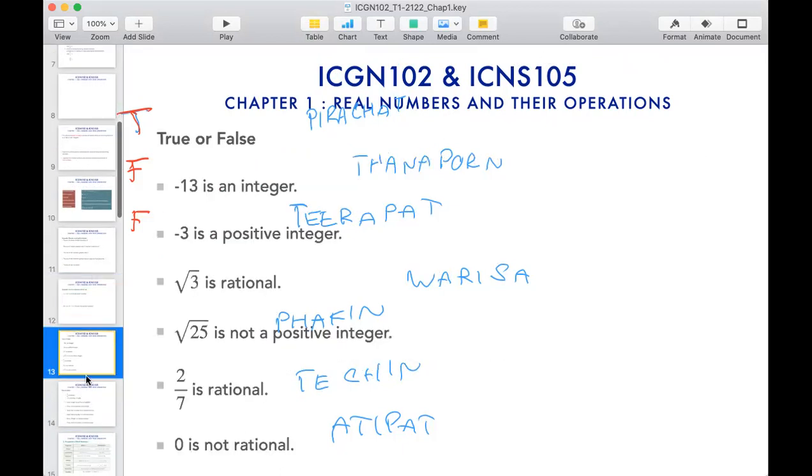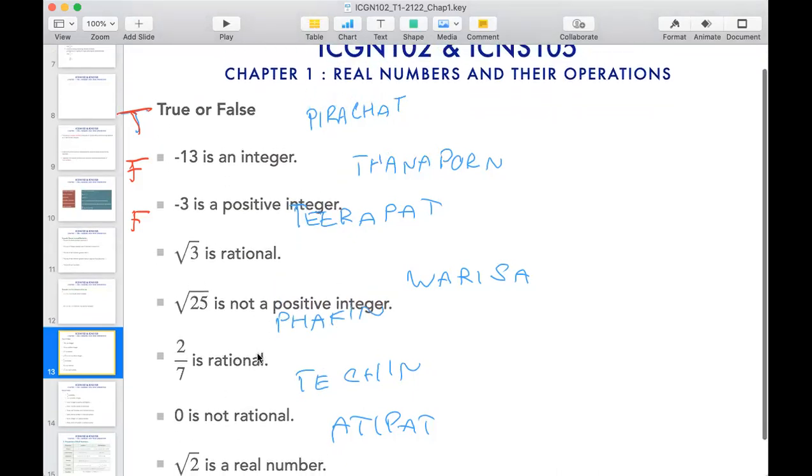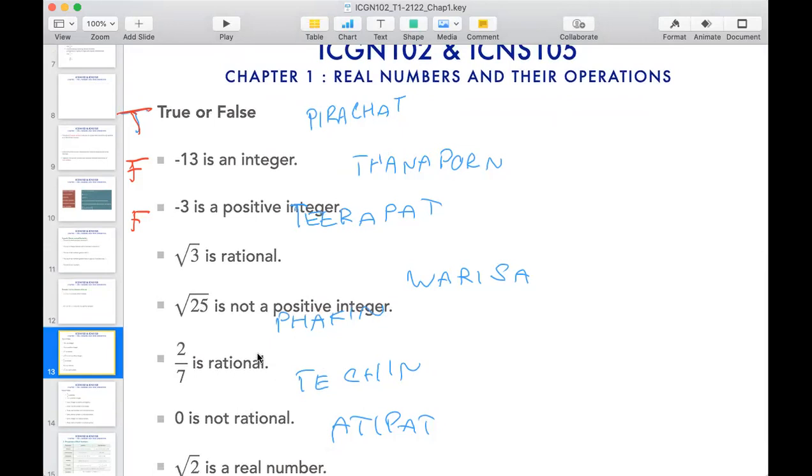If you have a look here, negative square root 3, square root 3. If you find the answer, it will be a non-ending, non-terminating number. You cannot make it the quotient of 2 integers. That's why square root 3 is not a rational number. So this is false.